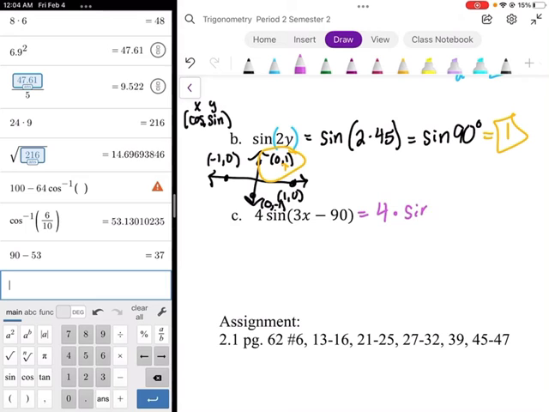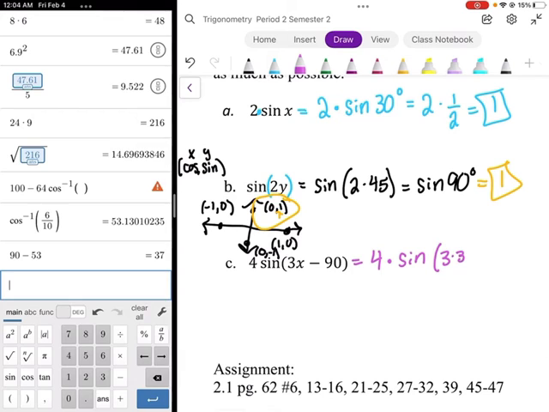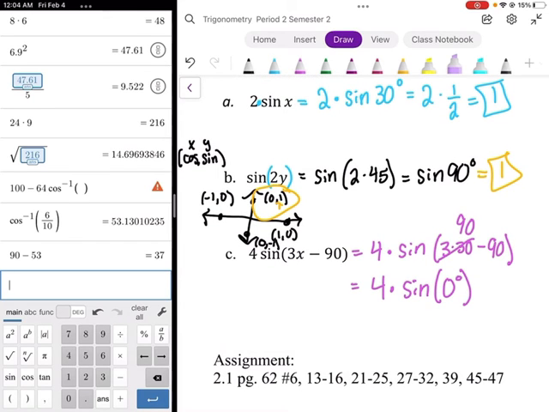So for this one, we have 4 times the sine of 3 times x, which is 30, minus 90. And if we were to simplify everything in the parentheses, 3 times 30 is 90, and 90 minus 90 is 0 degrees. And we can use the same diagram we drew before, and the sine of 0 is also going to be equal to 0, which would make that our final answer for this problem.